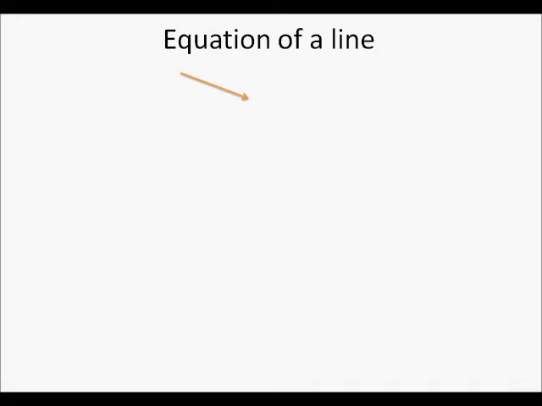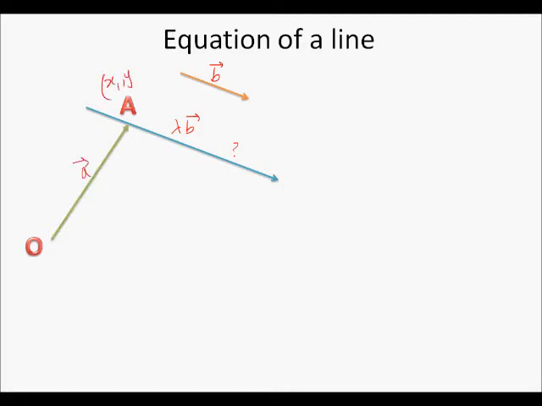Say we are given a line, a vector, say this is vector b, and we are supposed to find the equation of this line. Obviously, this line is lambda times b, right? Because it is parallel to b, so it is some multiple of b. And say we are given a point A whose position vector is a. Even if the point is given, you know that you can easily find out the position vector in the form of x1, y1, z1, as we have just done before.